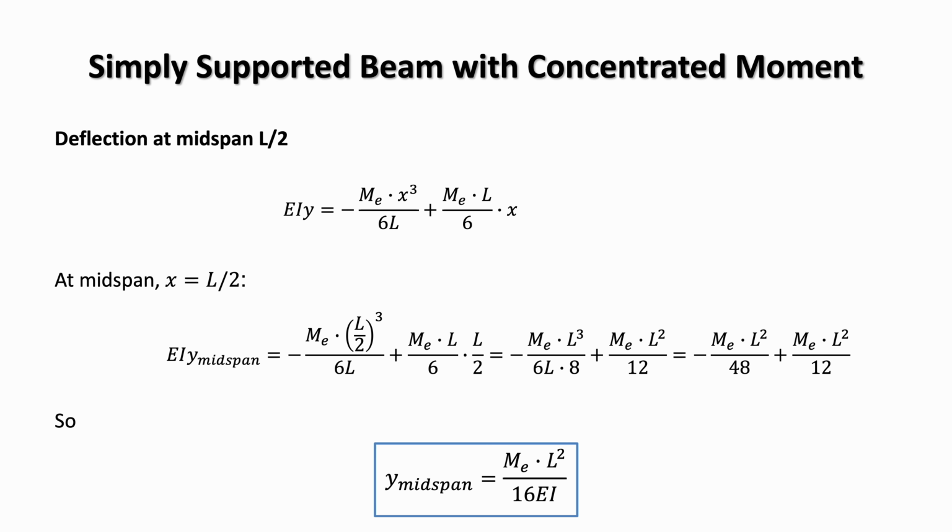As before, this result is given in parametric form, meaning that once the material properties E, the second moment of area I, the span L, and the applied moment ME are known, the deflection can be evaluated directly for any simply supported beam with a concentrated moment at the end.